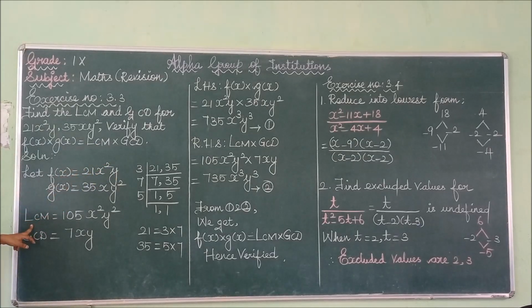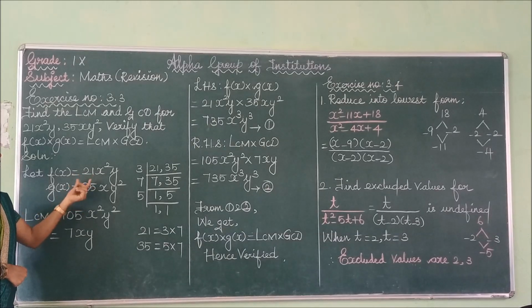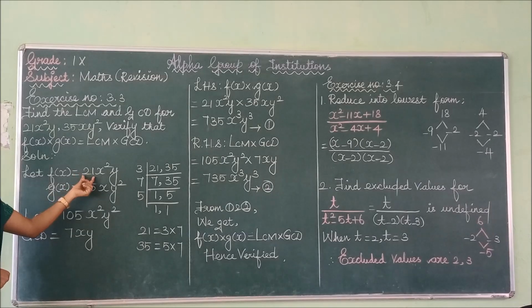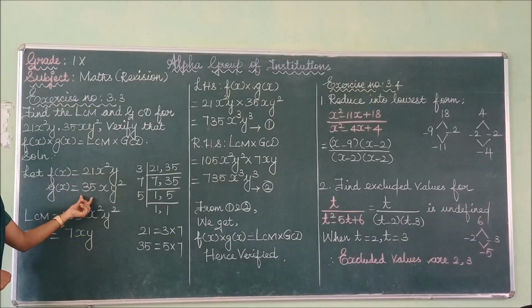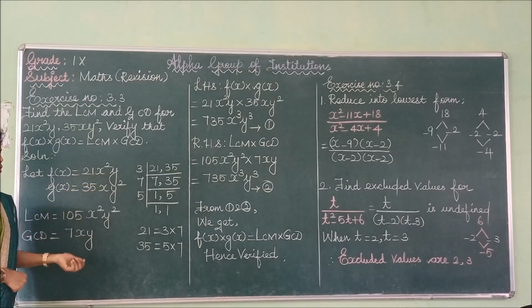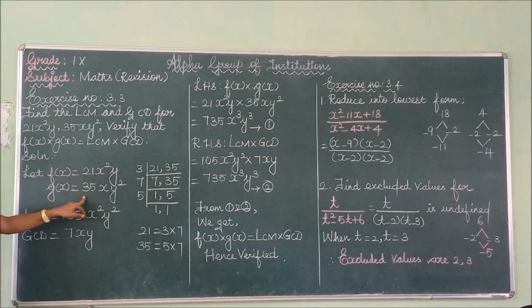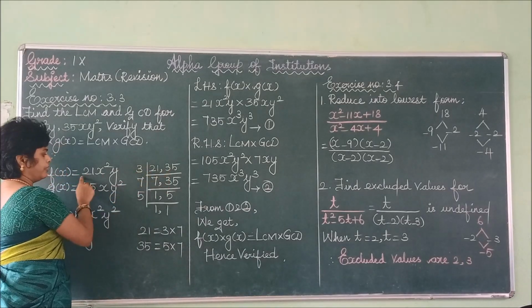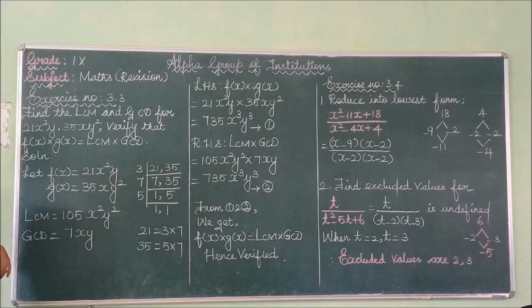So how can we find the LCM? Now take the numerical term. Here, what is the numerical term and what is the variable? The numerical terms are 21 and 35. The variables are x and y. So find the LCM of the numerical terms first. Write 21, 35. That is the numerical term.